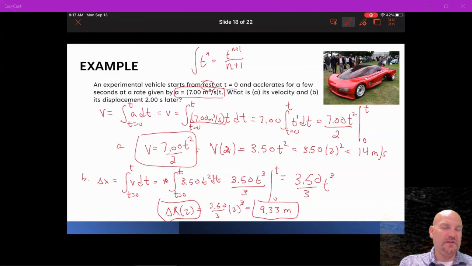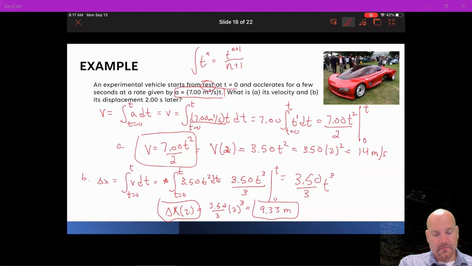Again, remember that when the acceleration varies, we have to use integrals, versus derivatives.